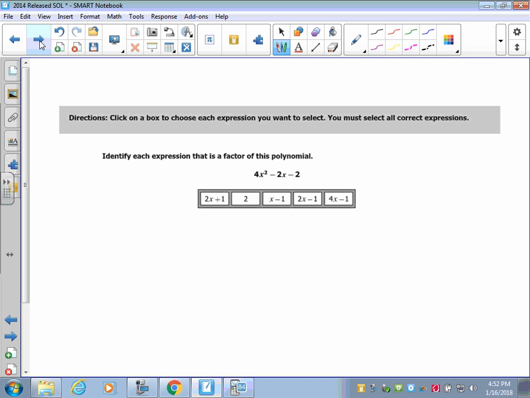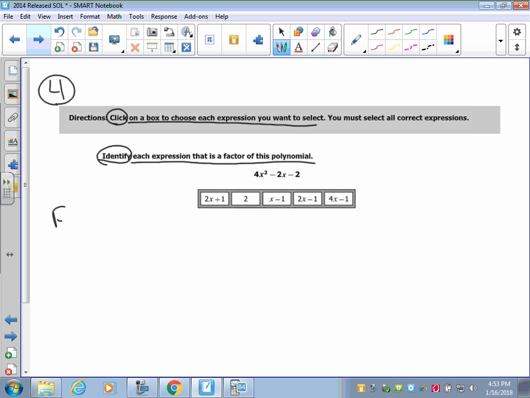So this is going to be problem number 4. It says click on a box to choose each expression you want to select. You must select all correct expressions. So what we're told to do is click on a box. This is a little bit different in TestNav. It says identify each expression that is a factor of the polynomial.